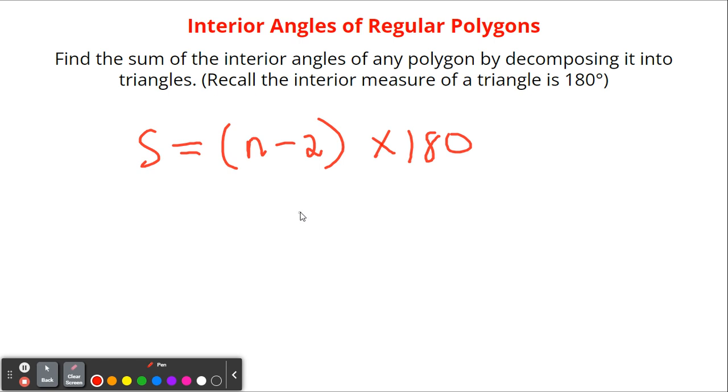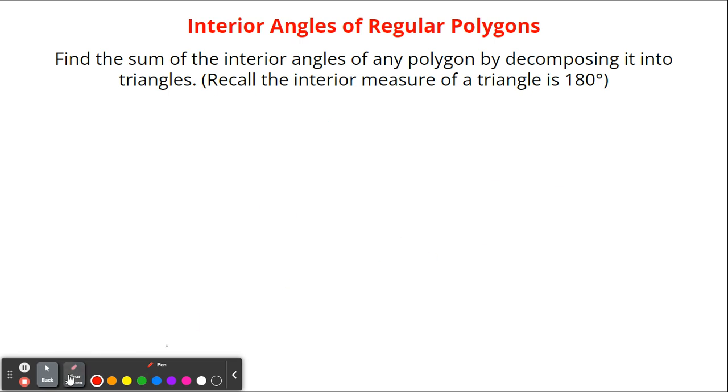n minus 2 determines how many triangles are in a polygon, wherein n is our number of sides, and then times 180 degrees. So we apply this one to find the sum of the measures of the interior angles of any polygon. Okay, so let's dive into our first review question.